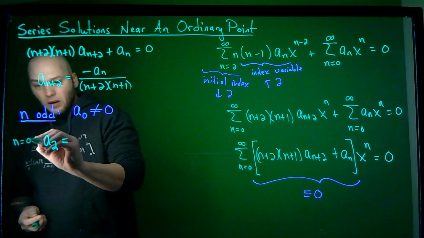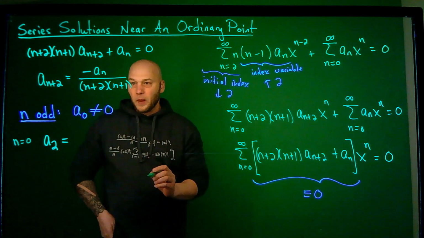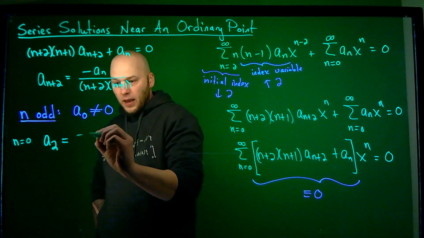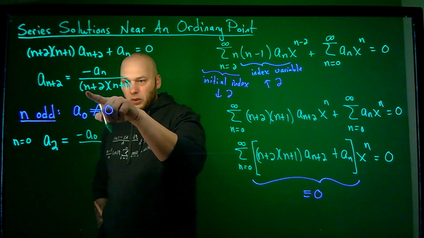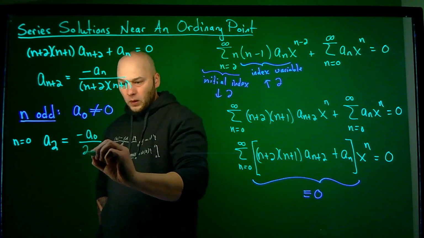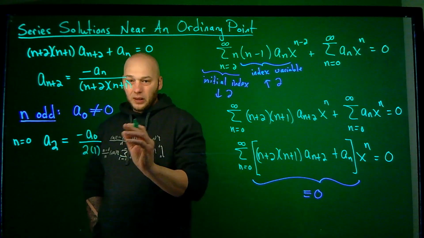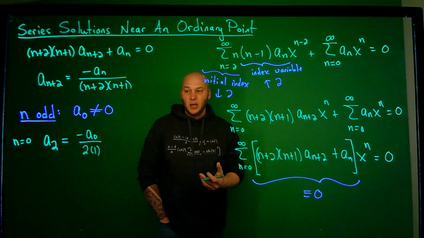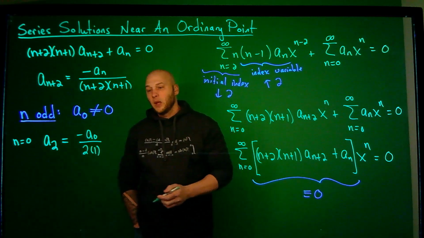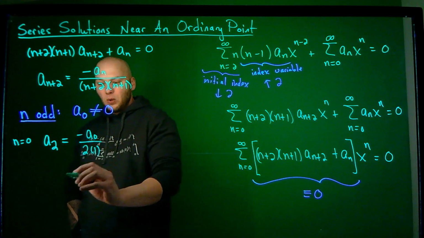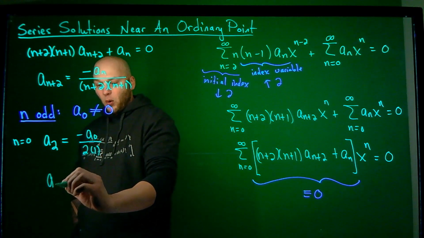Just as a reminder, I'm using n equal to 0. That means this would be negative A0 over, well, n is 0, so that'd be 2 times 1. Of course, that's equal to 2, but I'm going to leave it as 2 times 1 just because I want to see all the details so I can come up with a pattern.